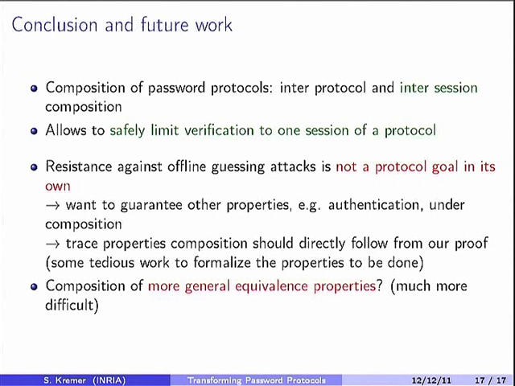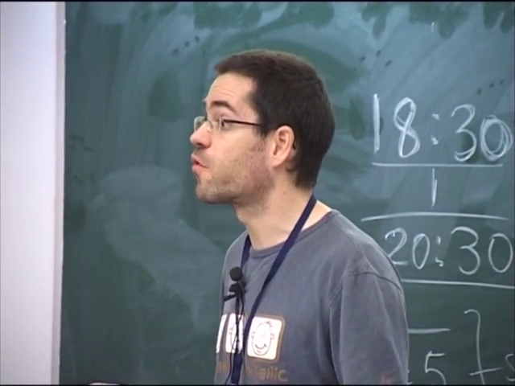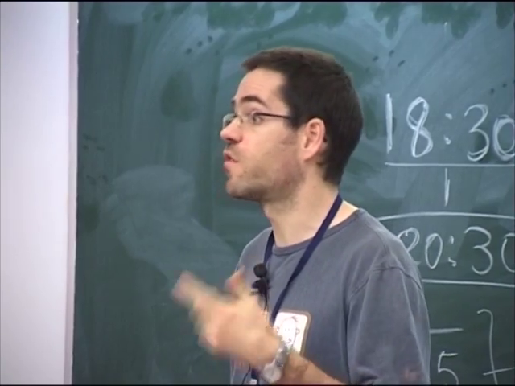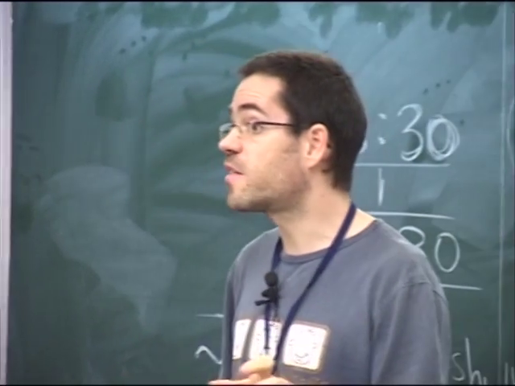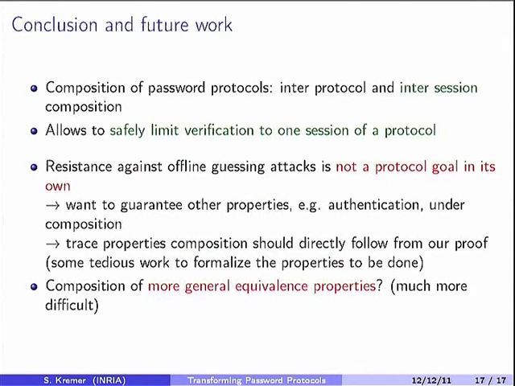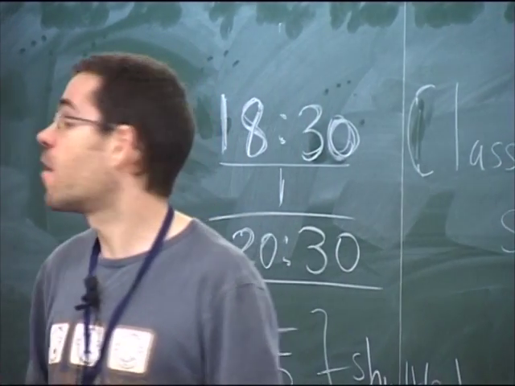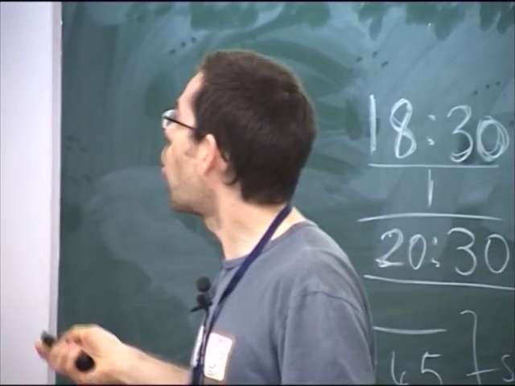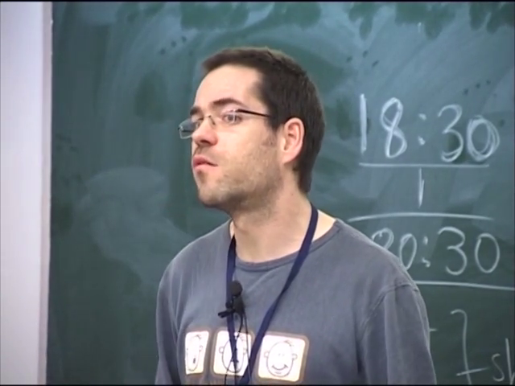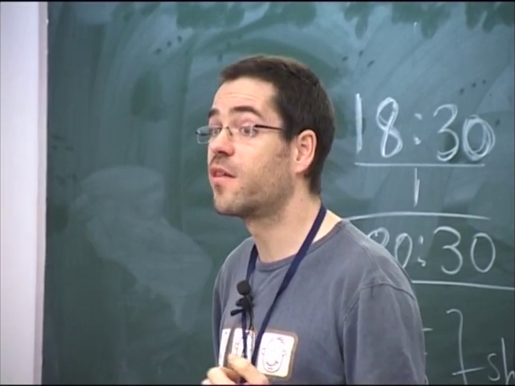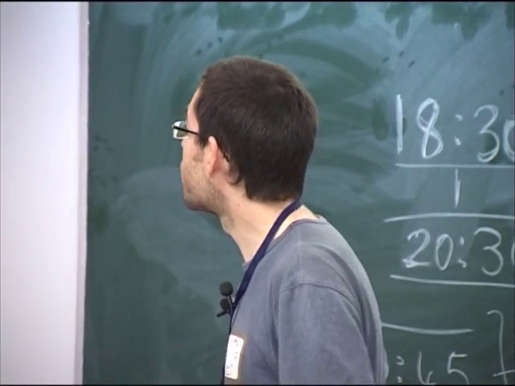One thing I should say is that I have shown this composition for resistance against guessing attacks, but this is generally not the aim of a protocol. If you're running a protocol, you want to have authentication or secrecy or things like that. Resistance against guessing attacks is just a way to ensure it. So what we need to do is to show this kind of composition for other properties. For properties like authentication, it actually follows for any trace property, so you should maintain them. This is still ongoing work, but the most tedious thing is to specify exactly what you mean by authentication. This should be quite straightforward.